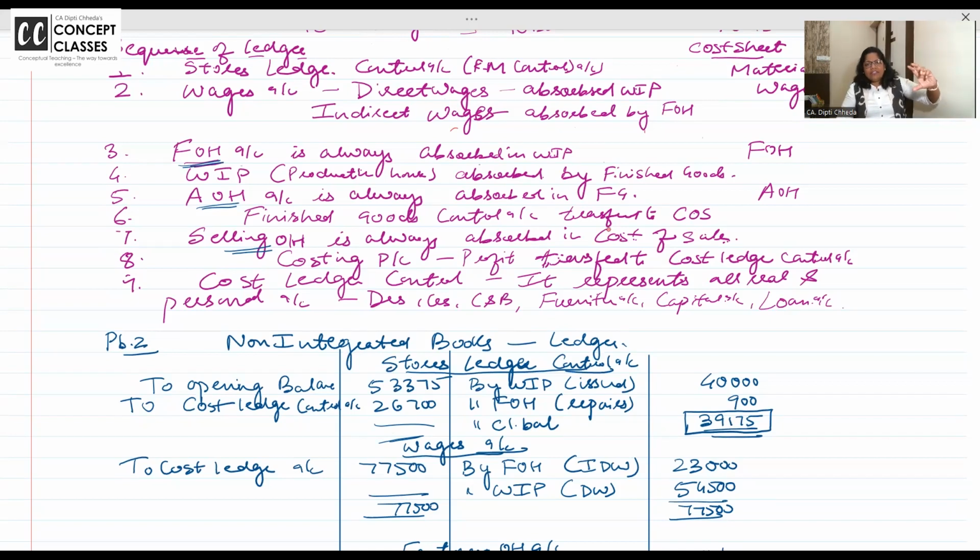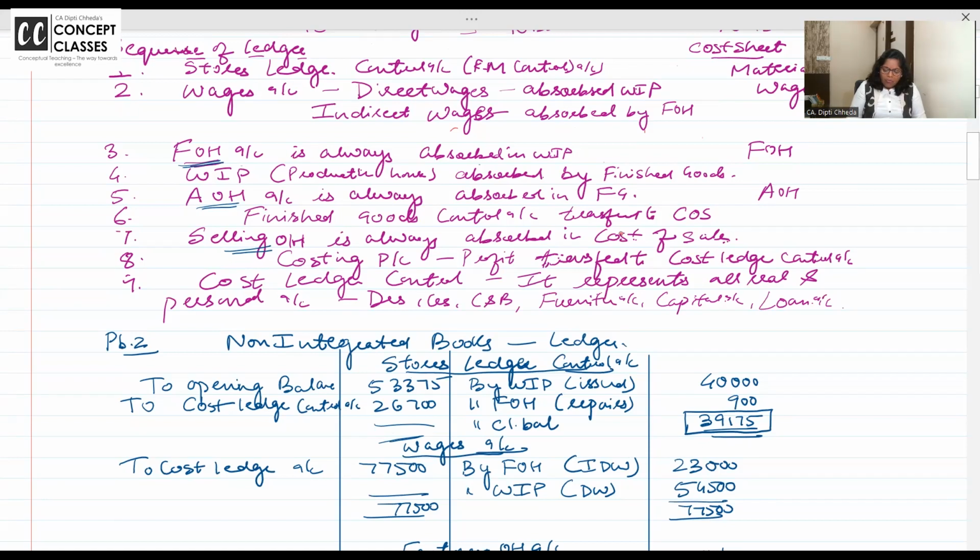So what's the first ledger you have prepared for 10 marks question? Stores ledger. Then wages account. What is the third one? Factory overhead. Factory overhead is always absorbed in work in progress. Factory overhead का account खुलेगा, debit side you write factory overhead to cost ledger control account, जो भी आपने खर्चा किया है, and then close it by transferring it into work in progress.